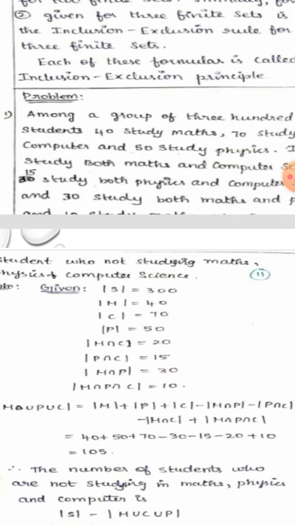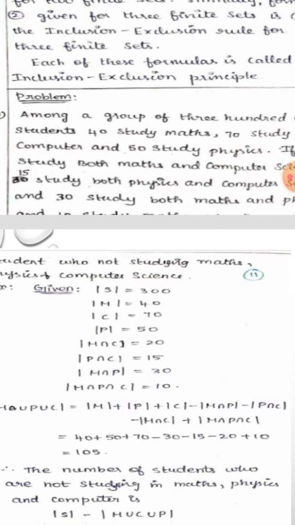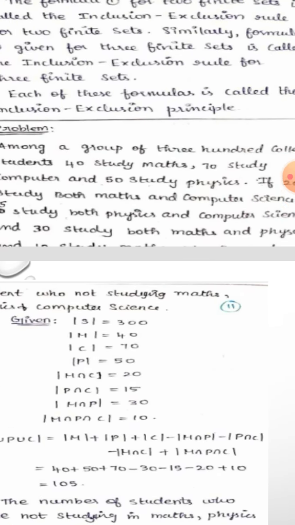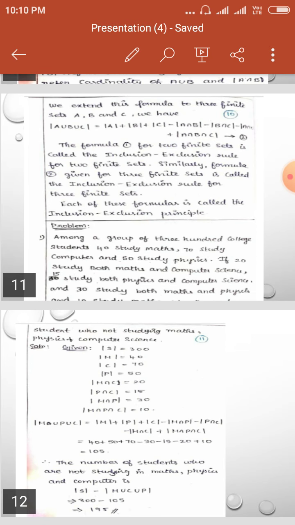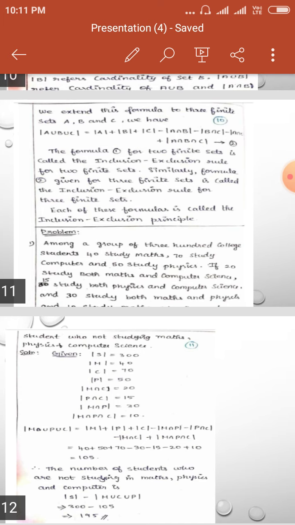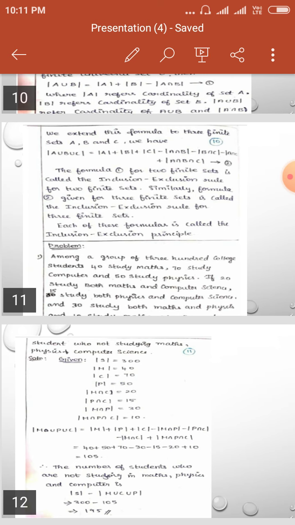Right. Let us see one problem. Among a group of 300 college students, 40 students study maths, 70 students study computer science and 50 study physics. If 20 study both maths and computer science, 15 study both physics and computer science, 30 study both maths and physics, and 10 study maths, physics, and computer science. You have to find the students who are not studying maths, physics, or computer science.